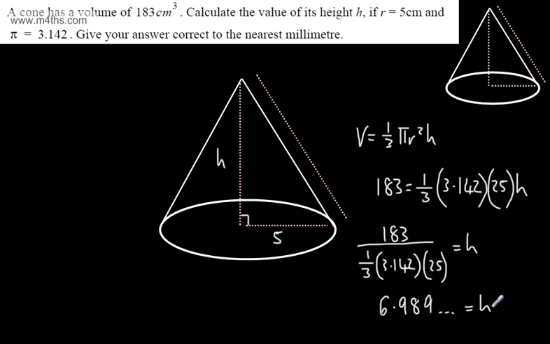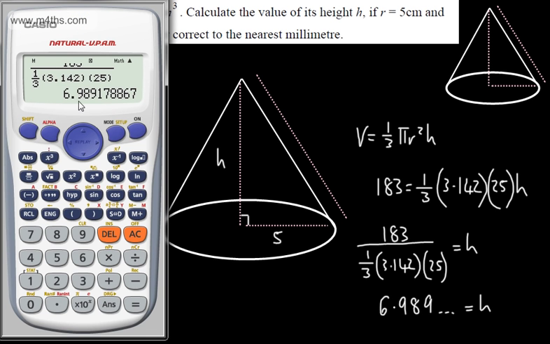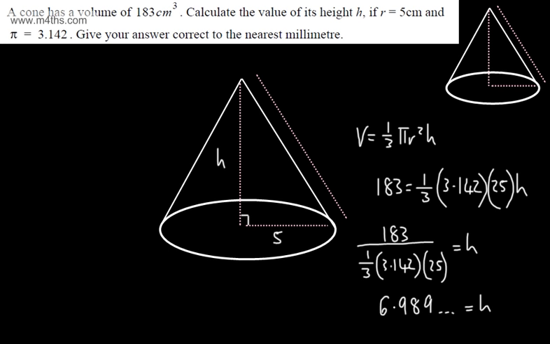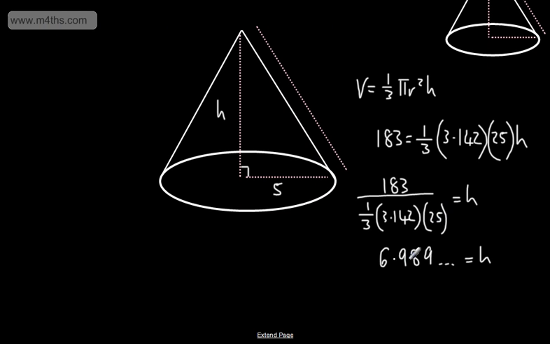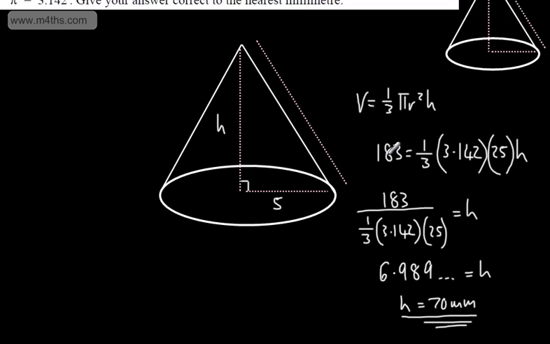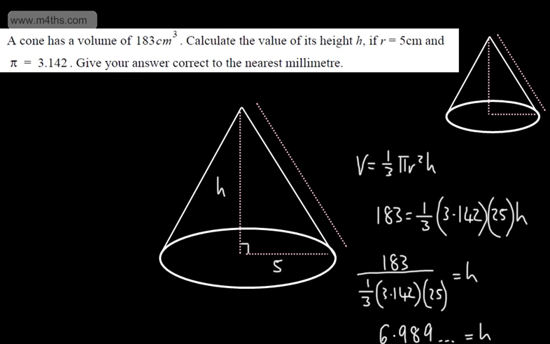Remember, this is in centimetres, so let's just check that. 6.989 and so on and so forth, and they want the answer to the nearest millimetre. So we could say that that is going to be 70 millimetres. So given our answer to the nearest millimetre, we can say that h will be equal to 70 millimetres, or if you like, 7 centimetres. So with that one, we're working backwards.